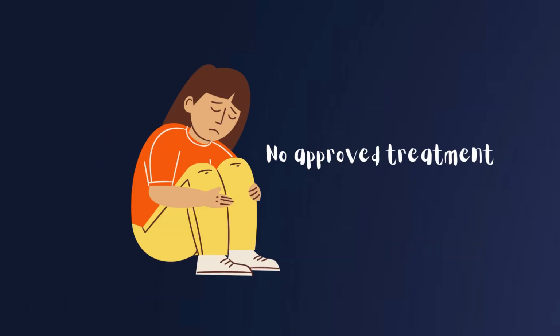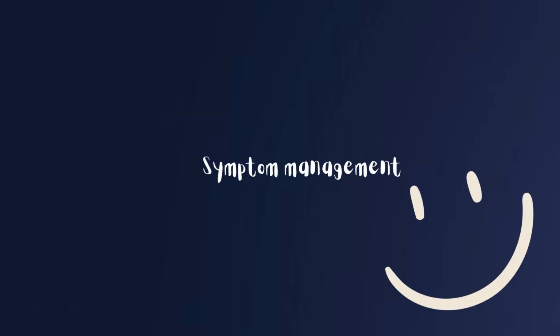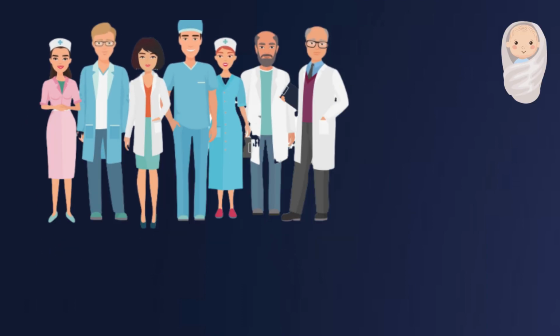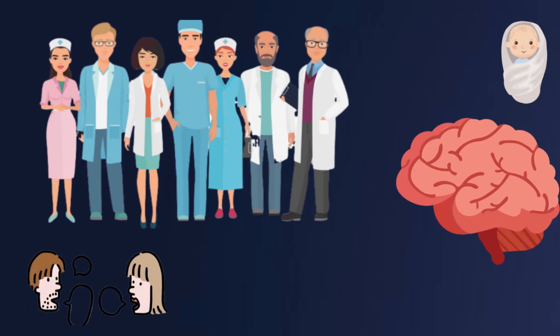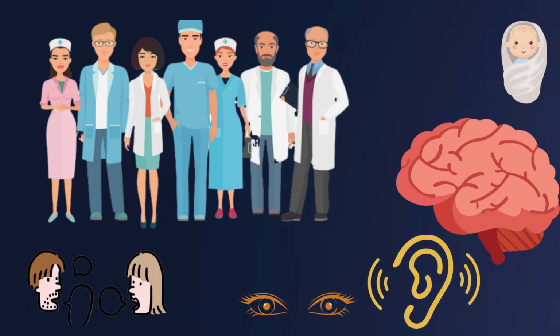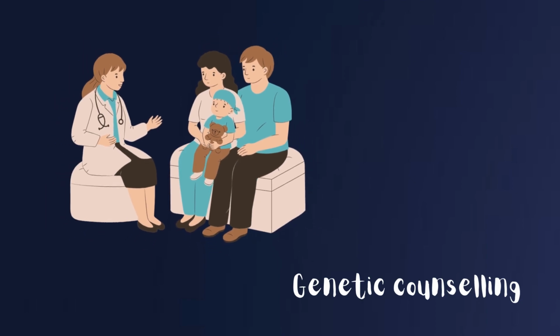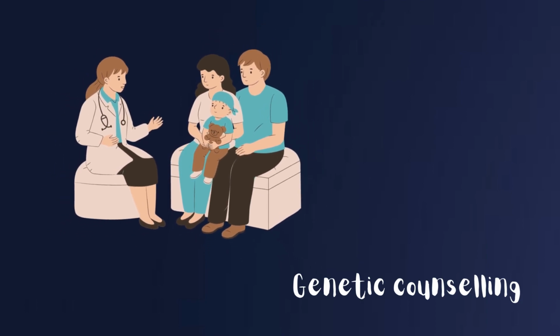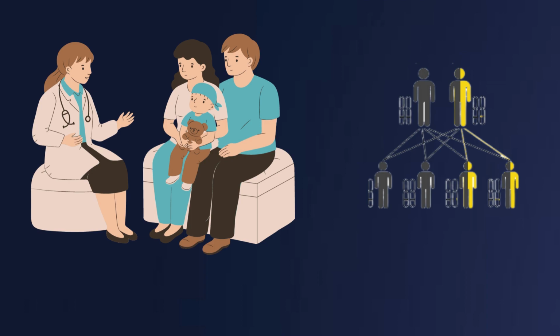There is no approved treatment for Tay Sachs disease. Treatment is directed toward individual symptom management. Addressing these symptoms may involve a collaborative approach, with a team of specialists, such as pediatricians, neurologists, speech pathologists, audiologists, eye specialists, and other healthcare professionals, working together to develop a comprehensive treatment plan for affected children. Affected individuals and their families are advised to seek genetic counseling, which can provide valuable information and support in understanding the condition's inheritance patterns and potential risks.